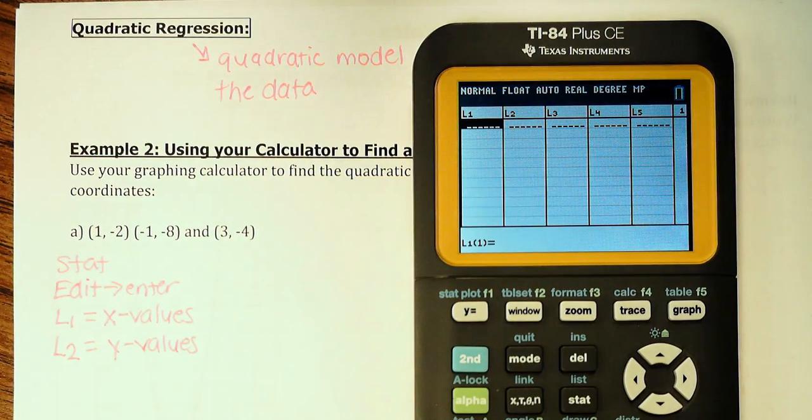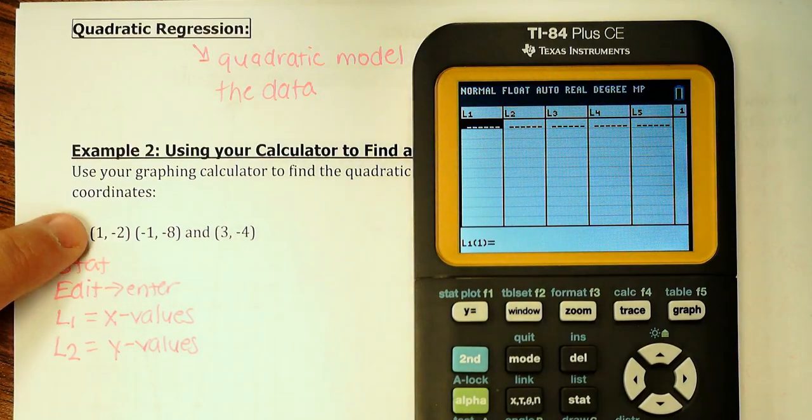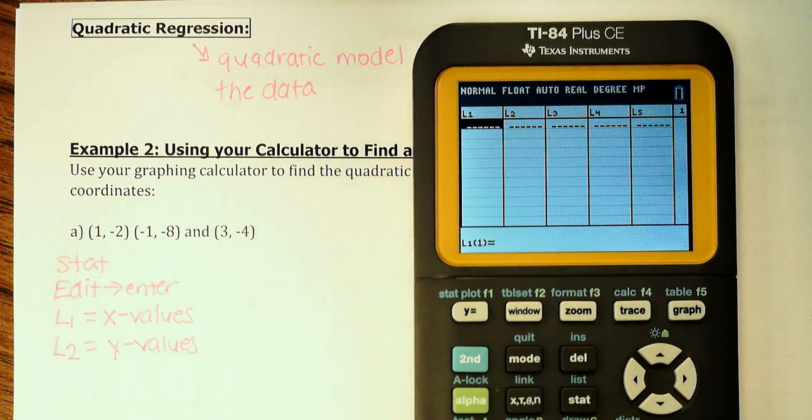The calculator's defaulted to use list 1 for X and list 2 for Y, and we can change these, but we'll get into that a little bit later. So what I'm going to do, each of the X coordinates here, I'm just going to type them. So I'm going to type the number 1, and then I'm just going to hit enter in between each of these. So type the number 1, type -1, hit enter, type -8, hit enter.